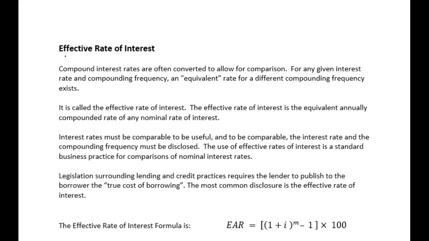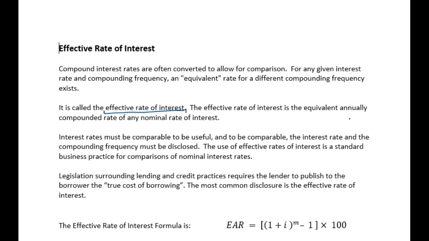So another calculation we're going to look at is something called the effective rate of interest. Compound interest rates, depending on when they are compounded, whether that's semi-annually or monthly, are not necessarily comparable unless you create them as an equivalent rate. So there is something called the effective rate of interest, where it basically makes things comparable using the compound periods and creating an equivalent annual compounded rate.